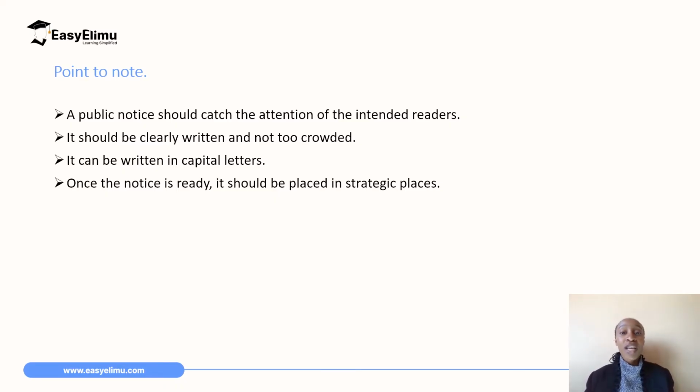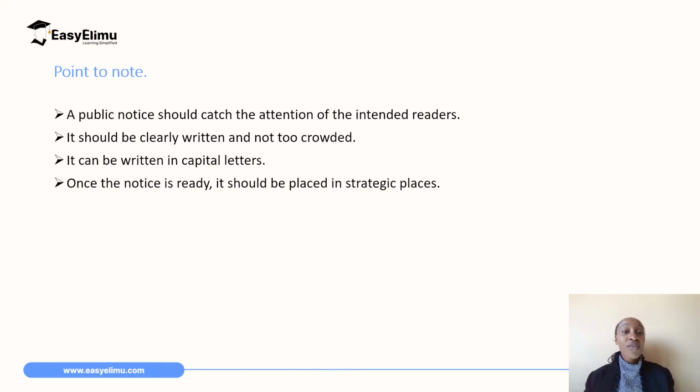If you live near a market, you can have it in the market because you know many people go to the market. If it is in your school, you can have it in the boarding area near the dormitories because you know everybody goes to the dormitory. That is a place that it will be highly accessible. You can have several of them in the dining hall, depending on the size of your dining hall. You can have a few of them there.